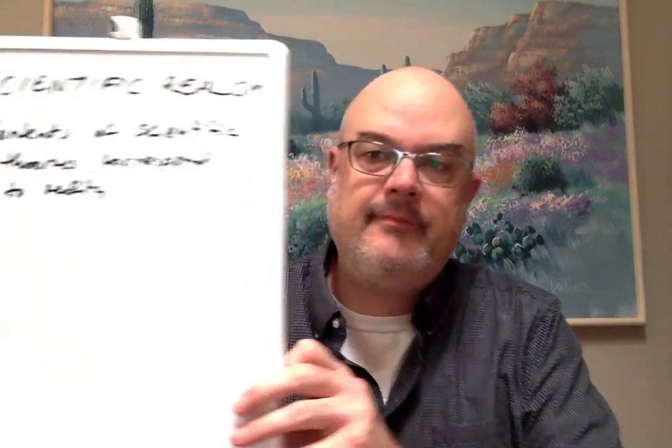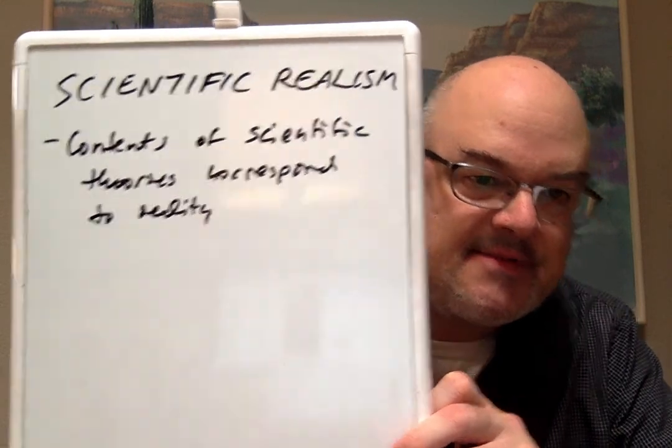Well, I guess a preliminary question would be, what is scientific realism? We sort of alluded to this before, but it's basically the idea that the entities and the laws that are mentioned in scientific theories really correspond to some mind-independent reality. So we can summarize this by saying that the contents of scientific theories correspond to reality. That's what scientific realism says.